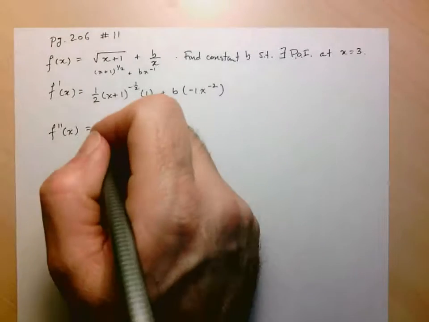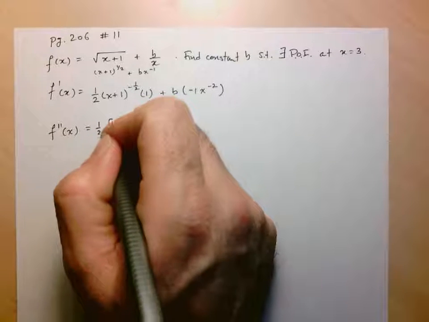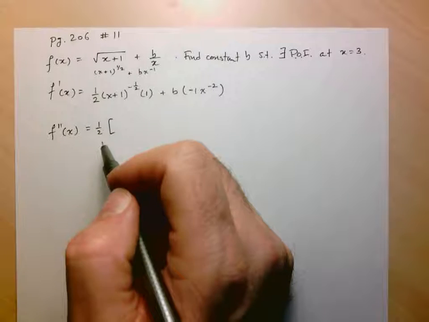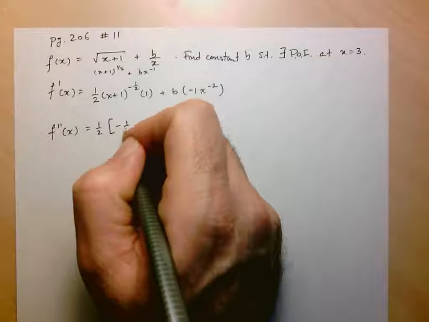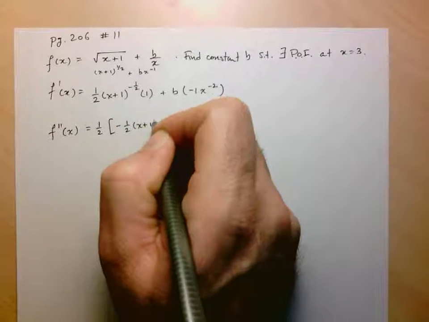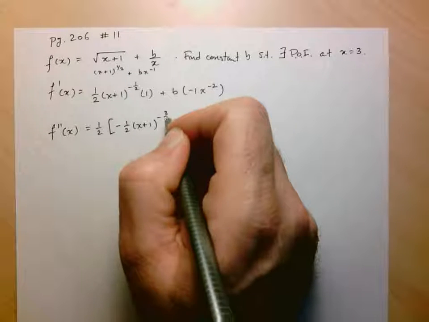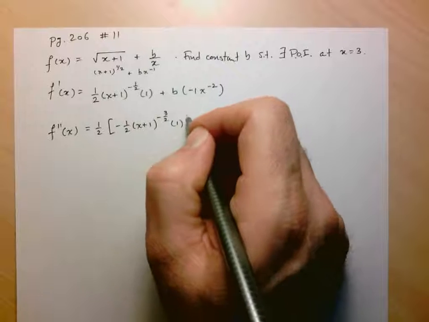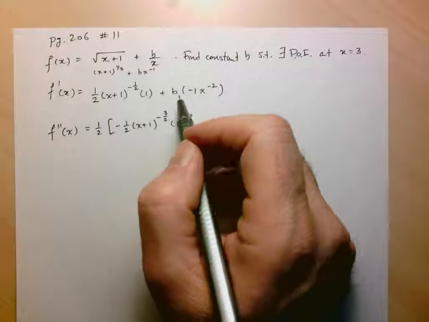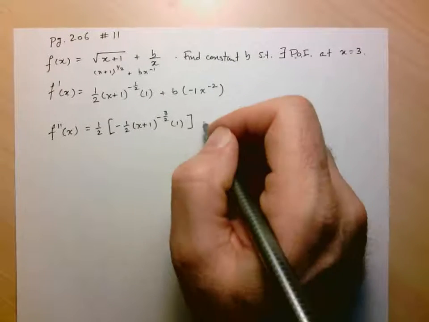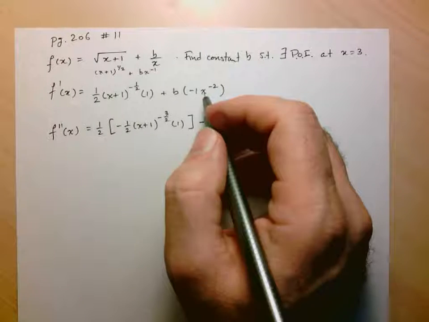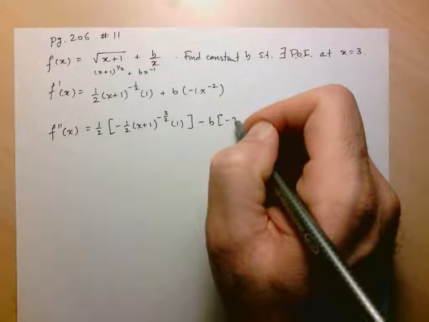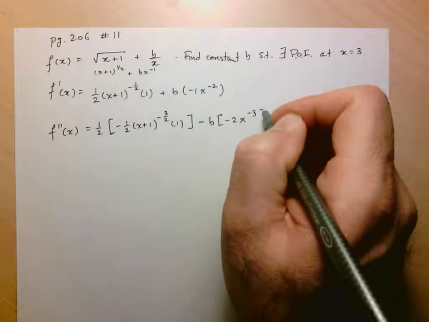So the 1/2 is just a constant. And now I have to take the derivative of x plus 1 to the -1/2. So again, a similar chain rule as above. It's going to be -1/2 times x plus 1 to the -3/2 times the derivative of x plus 1, which is just 1. So here I've got my b times -1, so I have minus b, which is just a constant, and now I take the derivative of x to the -2, which is just -2x to the -3.